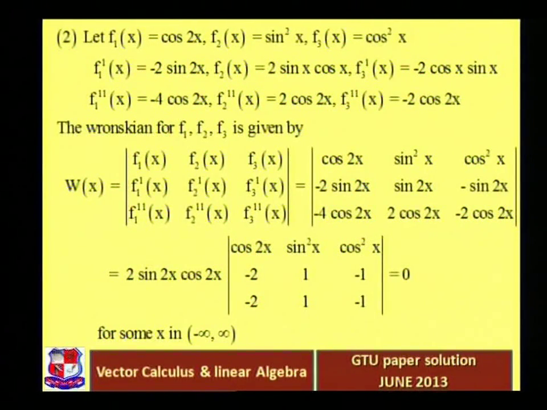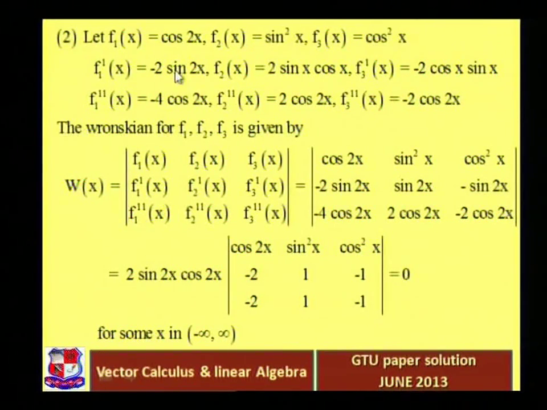The next is the second part. This is cos 2x, sin square x, cos square x. So to find the Wronskian determinant, we need f1 dash x, f2 dash x, f3 dash x, f1 double dash x, f2 double dash x, f3 double dash x, the first and second derivative of all the 3 functions. So let's first of all find the first and second derivatives of all the 3 functions f1, f2 and f3. So here is cos 2x.